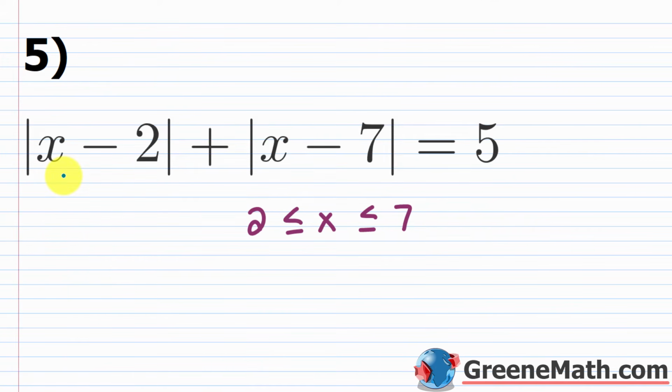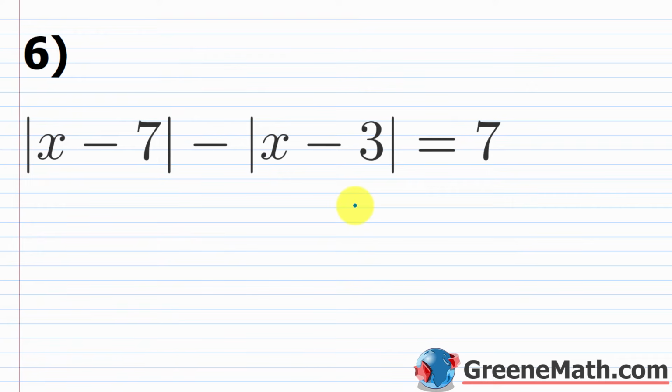So let's just say we chose 3. So 3 minus 2 would be 1. So this is the absolute value of 1, which is 1. Then plus 3 minus 7 would be negative 4. The absolute value of negative 4 is 4. Does that equal 5? Yes, you get 5 equals 5. So this is a true statement. So this would be our solution. x is greater than or equal to 2 and less than or equal to 7. All right, let's take a look at problem 6 now.